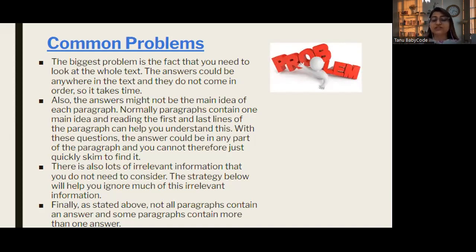With these questions, the answer could be in any part of the paragraph, and you cannot therefore just quickly skim to find it. There is lots of irrelevant information also that you need not consider. The strategy below will help you ignore much of this irrelevant information.